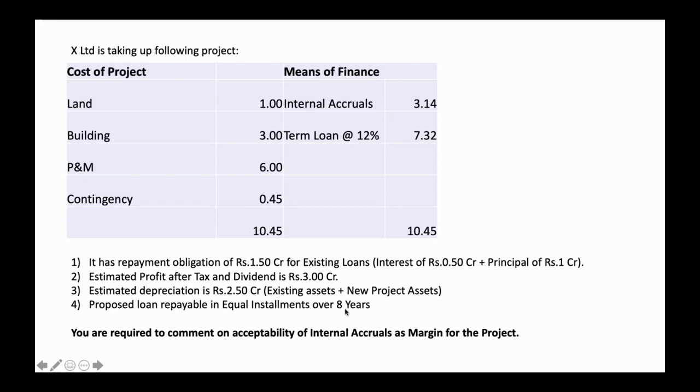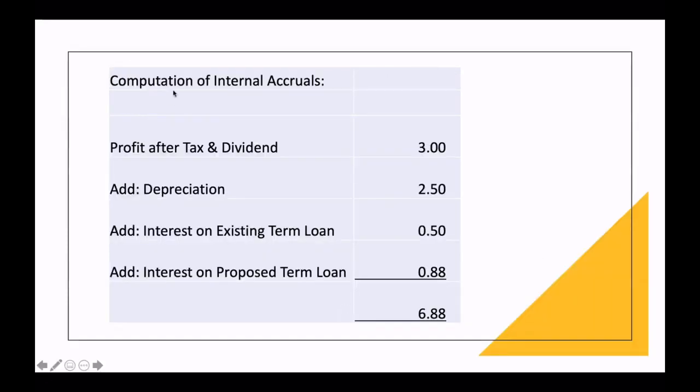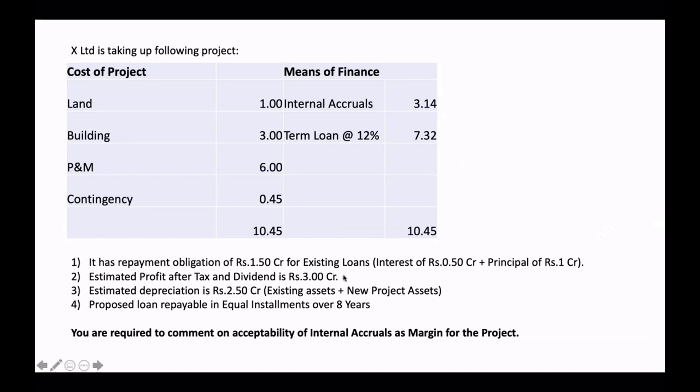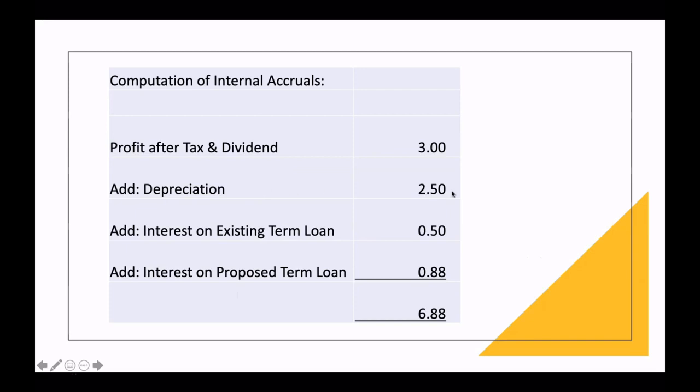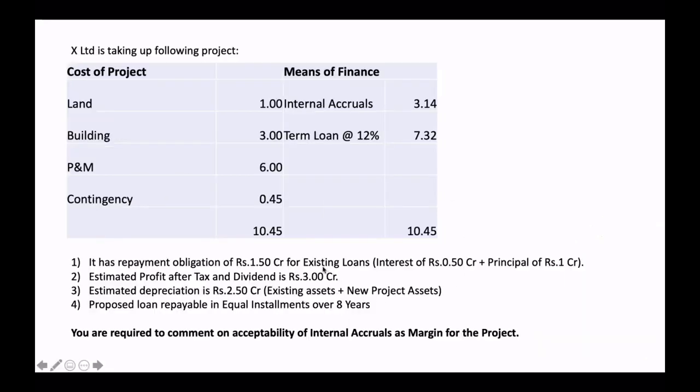So let's do that exercise. Look at this computation of internal accrual. We are given what is profit after tax and dividend, 3 crore. So we had that information here. Then we are adding back this depreciation of 2.5 crore being a non-cash item, and we want to know what is the profit before paying the interest, right? So we should add the interest on existing term loan. This is the interest on existing term loan, and interest on proposed term loan is nothing but 7.32 into 12%.